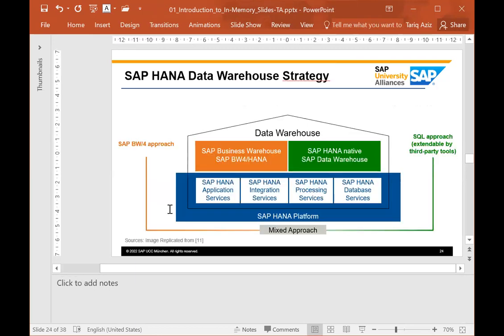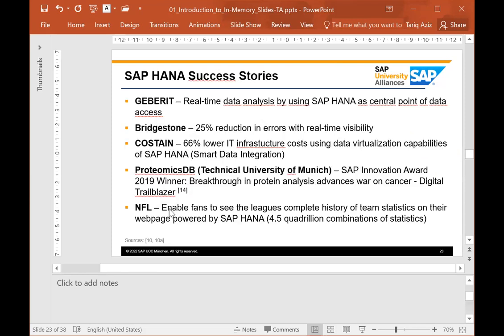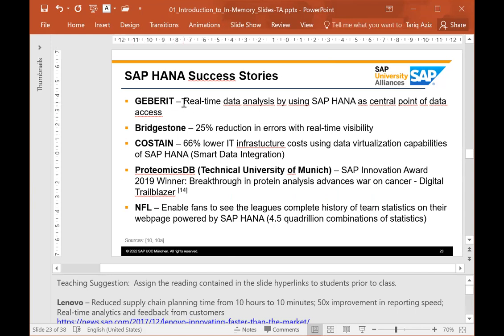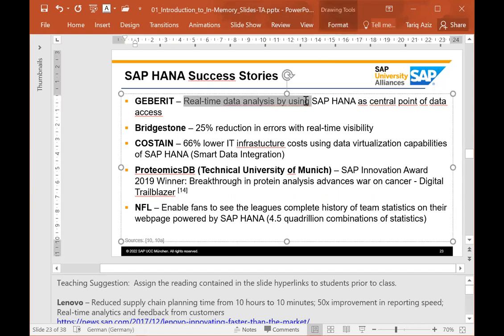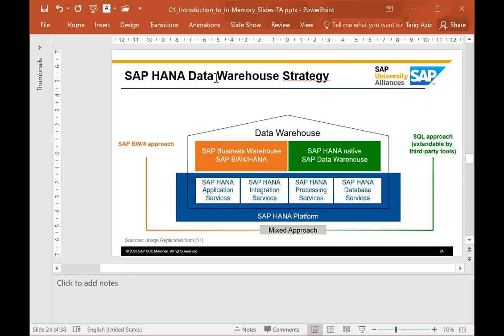We can have HANA for the data warehouse, and we can have HANA for our real-time data. That is possible. If you see here, this company put it for data warehousing, for all the data analysis on HANA. So basically, this is what we call the data warehousing strategy for HANA. We are using HANA for data warehousing for analytical purposes only.